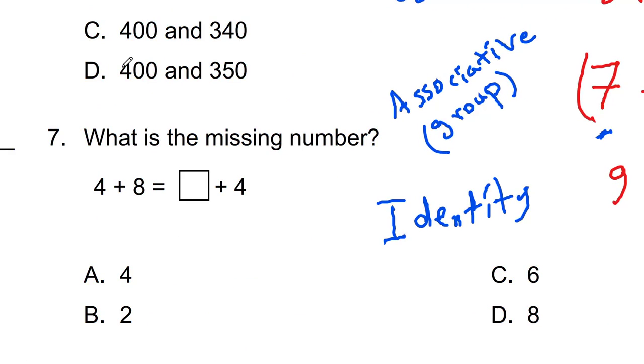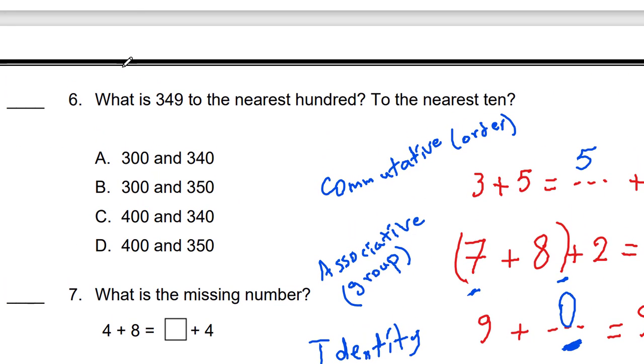Do you have any problems with question number 6? In this question we need to round the number to the nearest 100 and to the nearest 10. So to the nearest 100, underline the 3. To the right we have the digit 4. The 4 is not strong, so the 3 will stay as it is. So to the nearest 100, it will be 300.